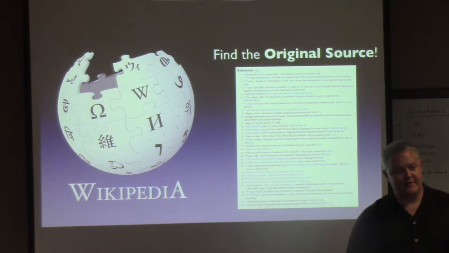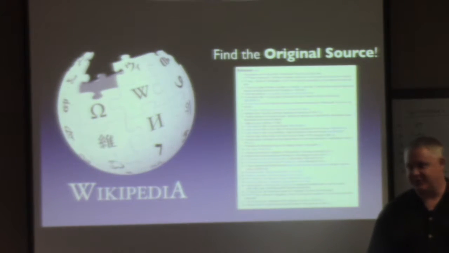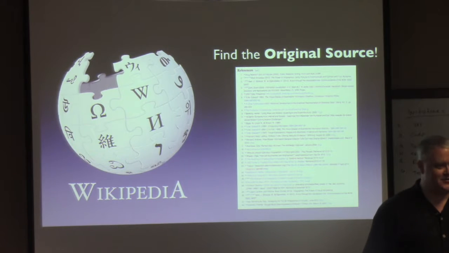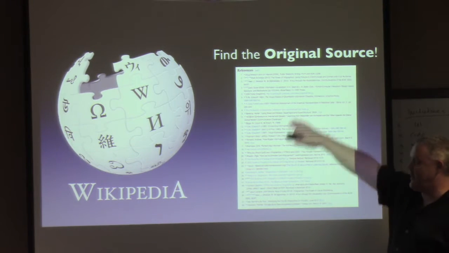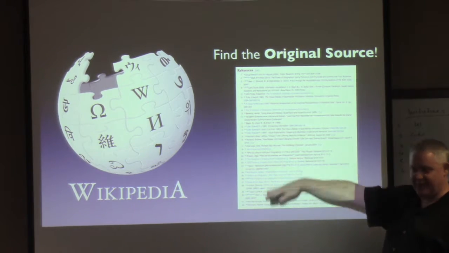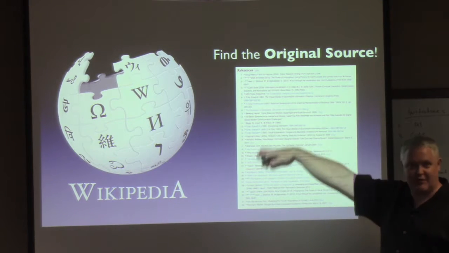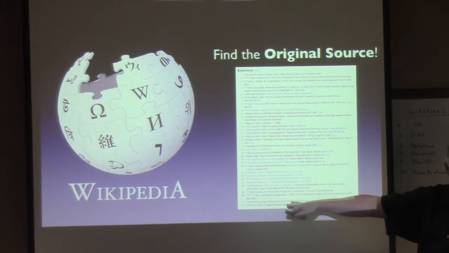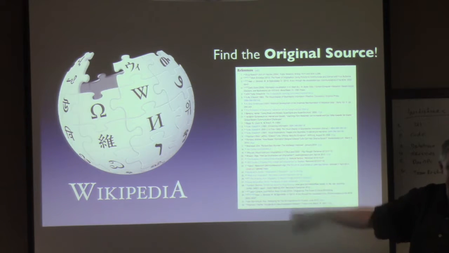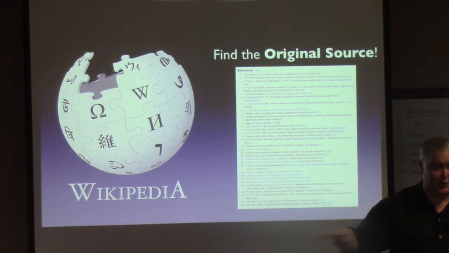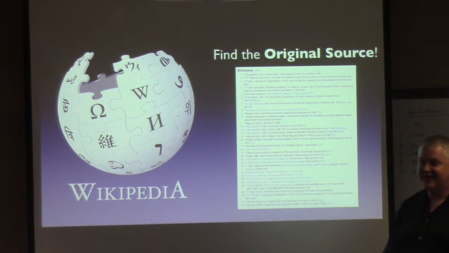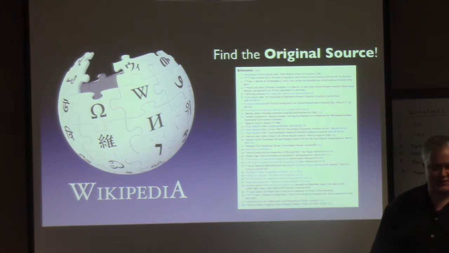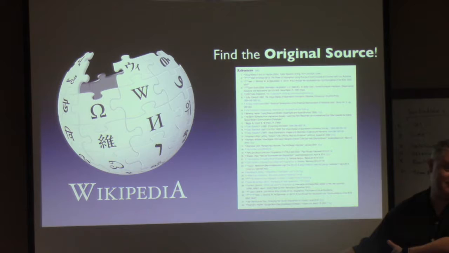I love Wikipedia. Wikipedia is not a data source. Don't use Wikipedia as your data source. At the bottom of every Wikipedia page, this is the page on infographics, is a list of references that say where all the information and data came from. Follow that link and make sure that data is what you think it is before you start using it, and then use that as your source, not Wikipedia. Unless your infographic is about Wikipedia, that's different.